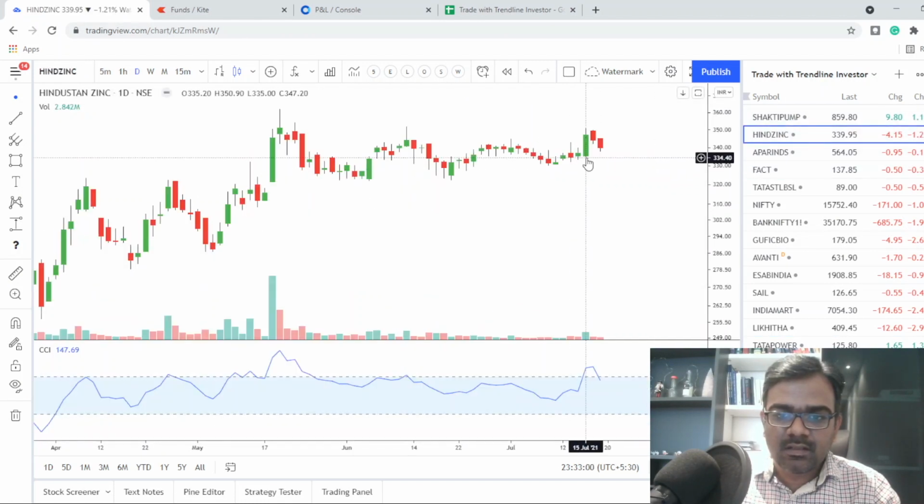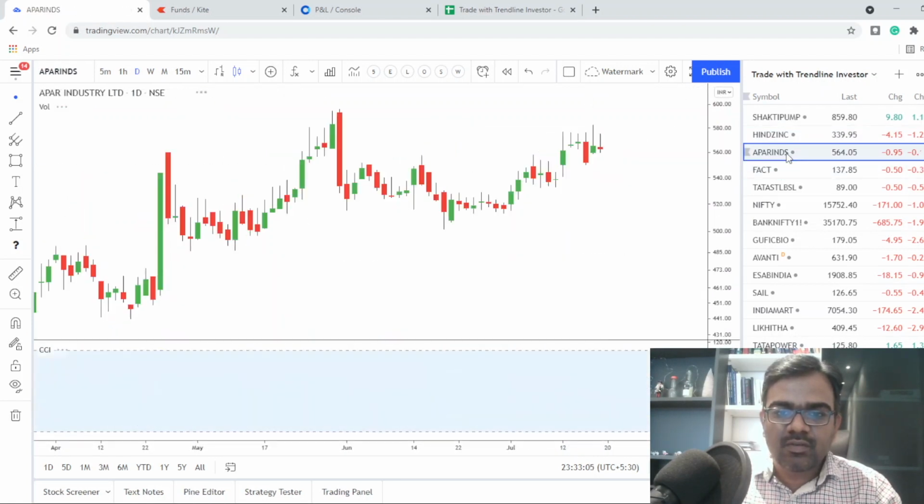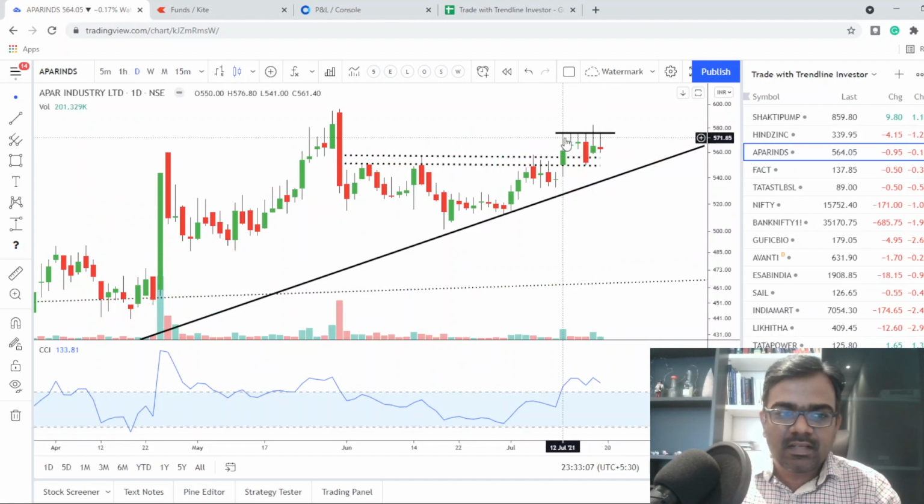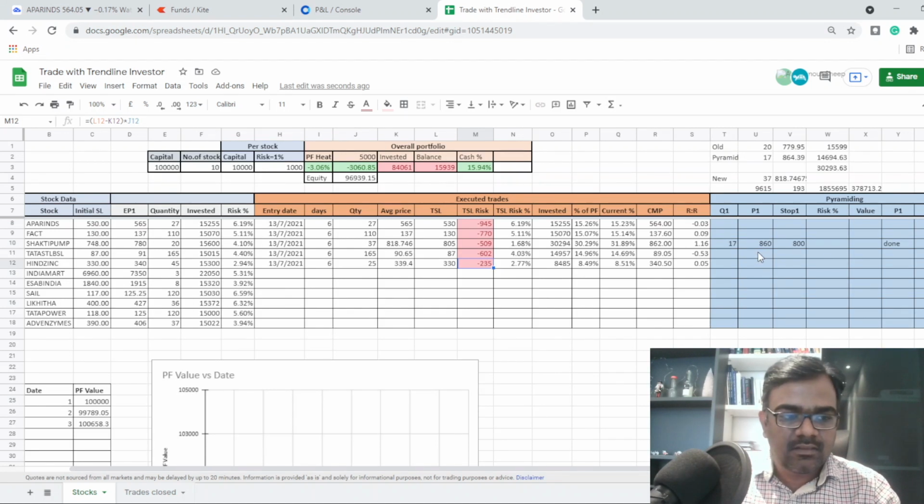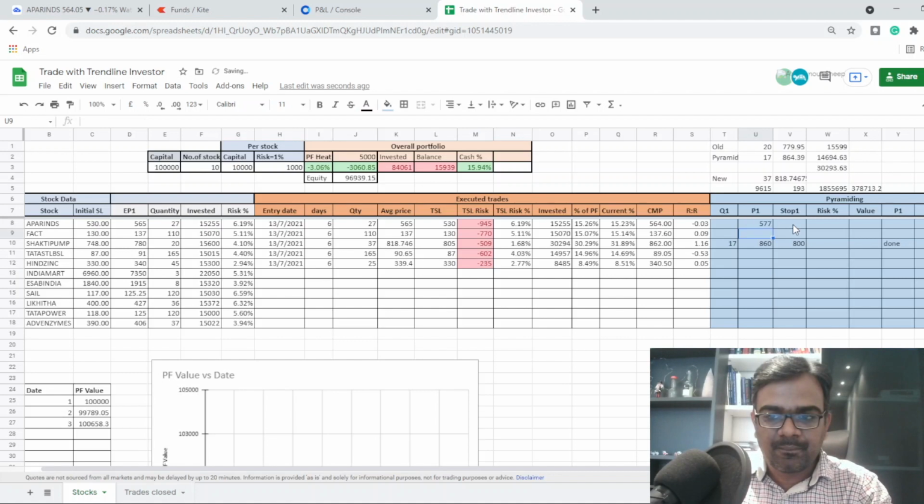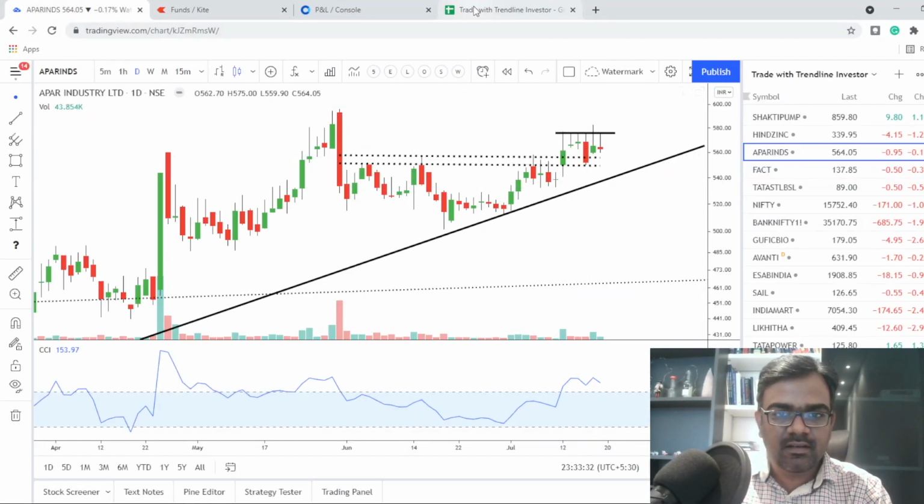So Hindustan Zinc and... so as per the plan, sorry, not Apar Industries. Now let's do Apar Industries first. I'll be adding, the high was 576.8, 576, 575, 576, and 575. So I'm just going to keep an order above 576. Okay, not an order, I'm just going to plan keeping it at 576 because that is the highest point, or you can keep it at 577. So let's keep 577. And what is the stop loss? The stop loss would be this low, 550, right?